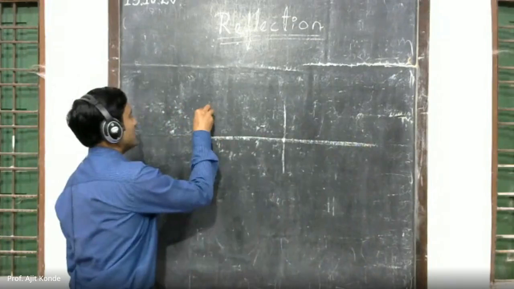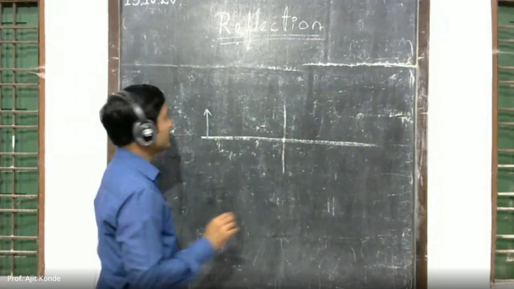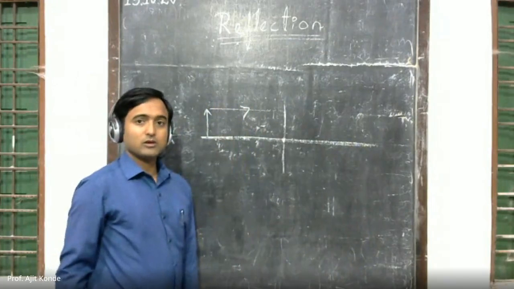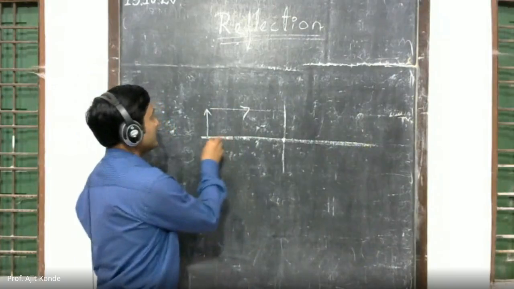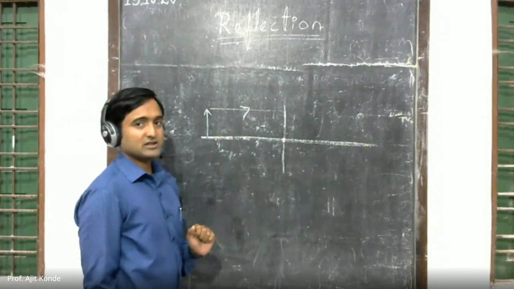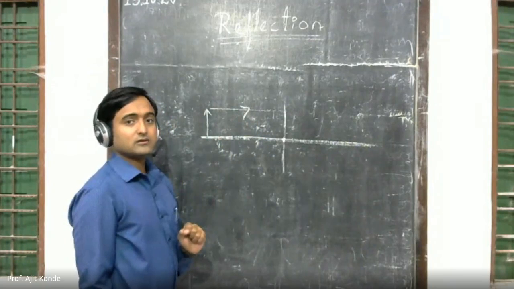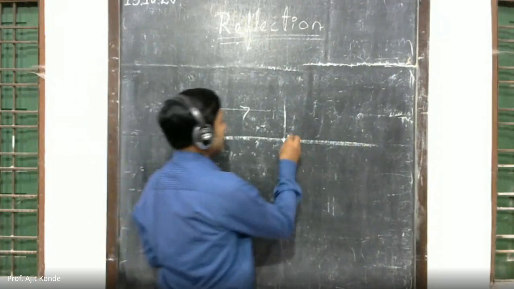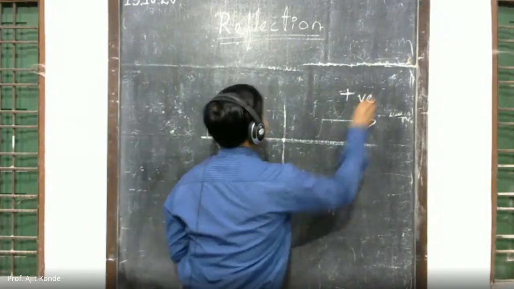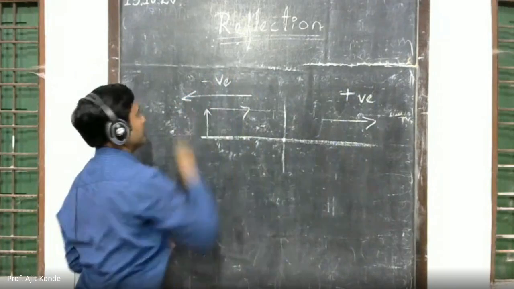Object is always placed on left hand side. By this what can we say? The light coming from this object will be from left to right. Therefore, distance taken in the direction of light will be taken as positive. Distance taken against the direction of light will be taken as negative. Therefore, if we take a distance on the right hand side, it will be positive. If we take a distance on left hand side, it will be negative.